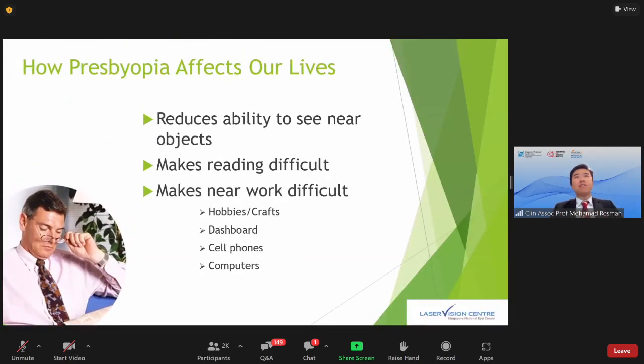How does it affect our lives? It reduces our ability to see near, makes reading difficult, makes near work very difficult.